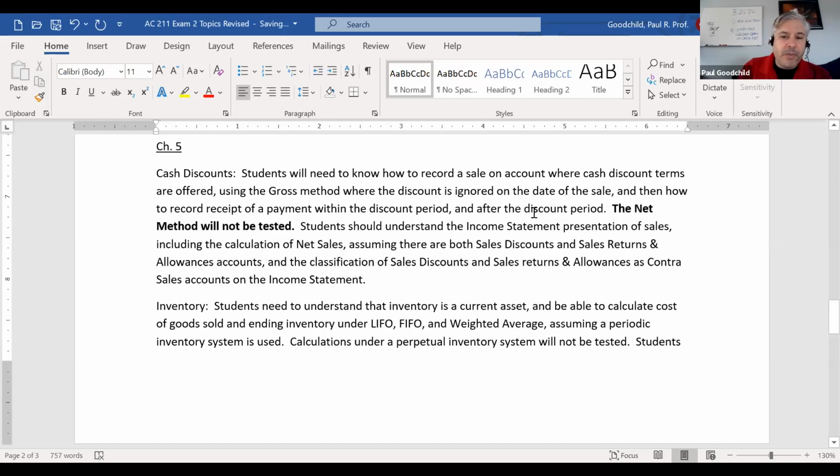The income statement presentation of sales, net sales, assuming they're both sales discounts and sales returns and allowances. And the classification of sales discounts and sales return allowances as contra sales accounts on the income statement.